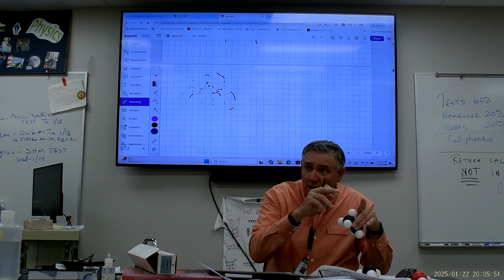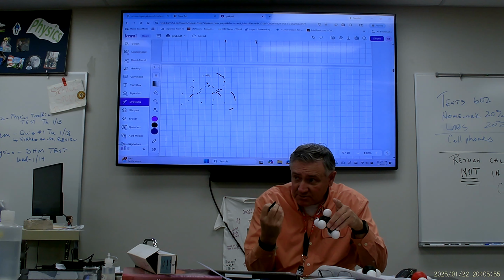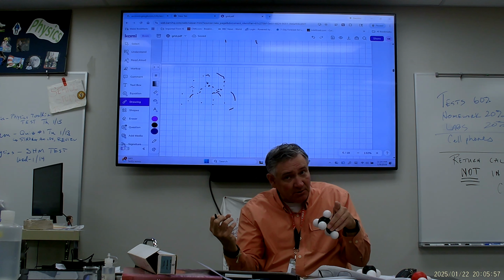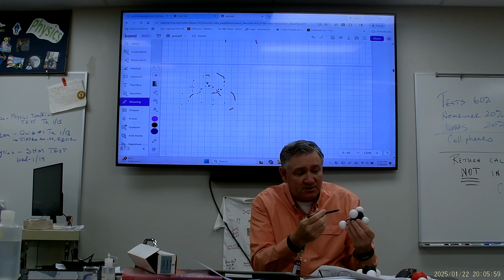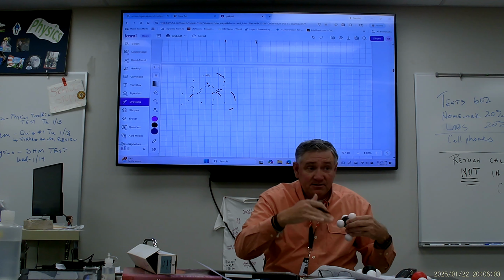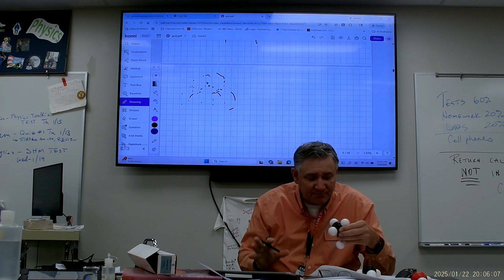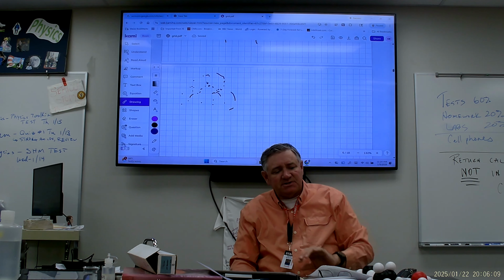Okay, 1 carbon to 3 hydrogens. That's the empirical formula. The actual structure of it still has that same ratio, but the actual structure is 2 carbons with 6 hydrogens. Okay, same empirical formula, but the structure is completely different. So here's what you got to be able to do.